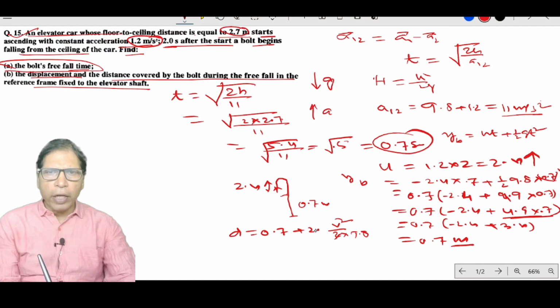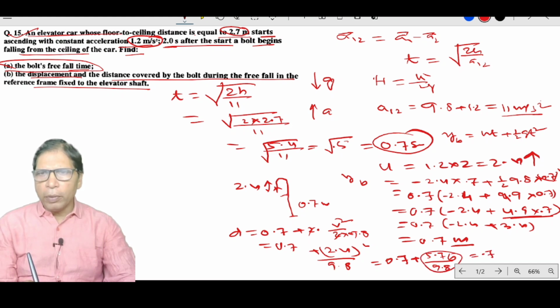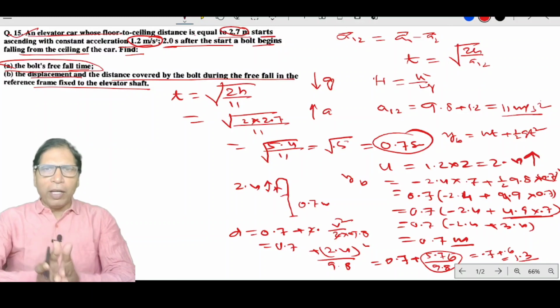2 and 2 cancel out. Therefore, it is 0.7 plus 2.4 whole square divided by 9.8. 2.4 whole square is 5.76. This divided by 9.8 is almost 0.6. Therefore, 0.7 plus 0.6, that is 1.3 meter, is the distance traveled by the ball.